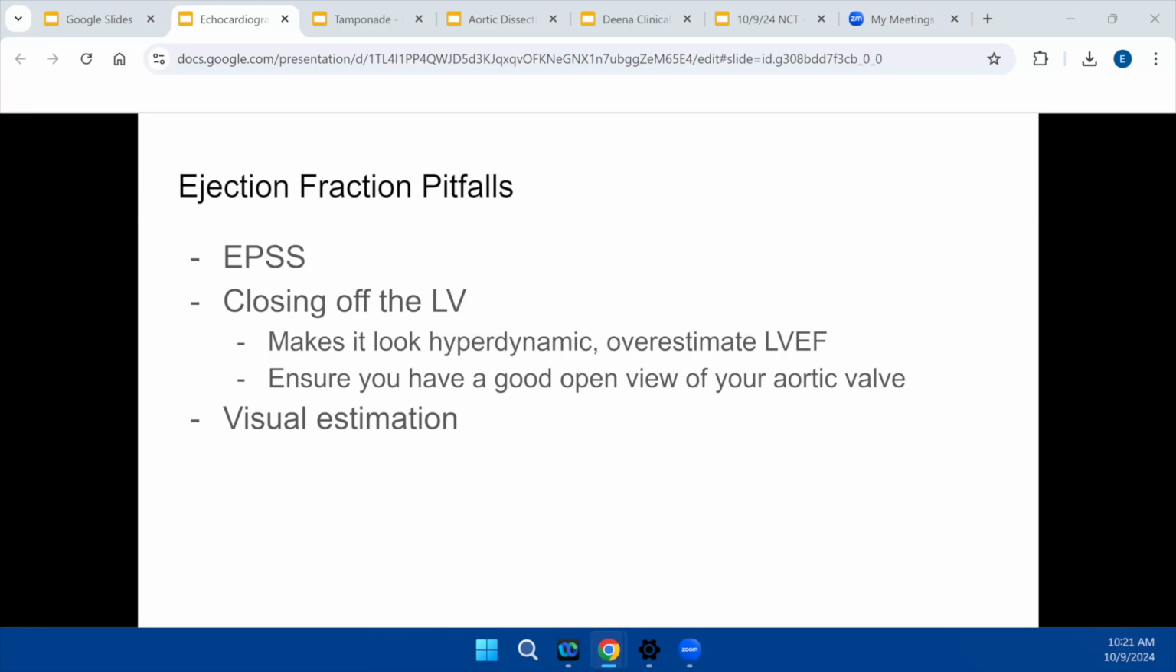We talked about closing off the LV a little bit. And then lastly, visual estimation is probably one of the better ways to go. But the caveat is you better have done a bunch of echoes in order for you to say, oh, I can tell by just looking at this, the LV is normal.